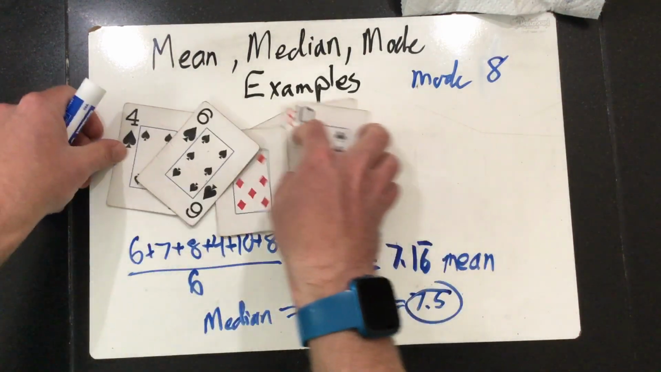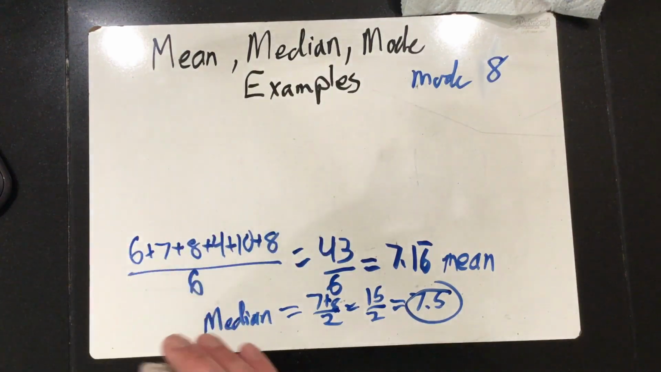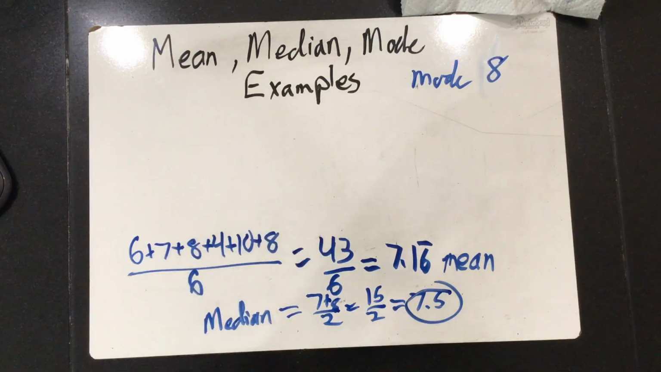Hopefully now you have a good understanding of what it is you need to do to find these things, and of what they are: just expressing data. So the mean is the average, the median is what's in the middle, the mode is what appears the most. These are quick snapshots of what's happening with some data.